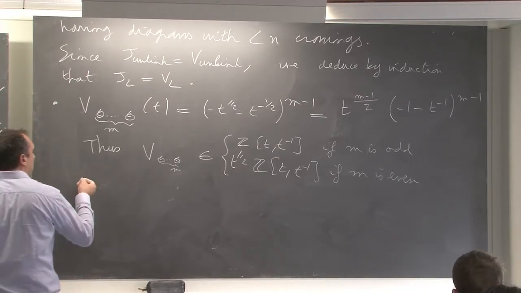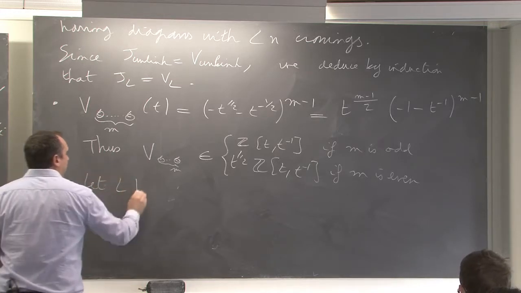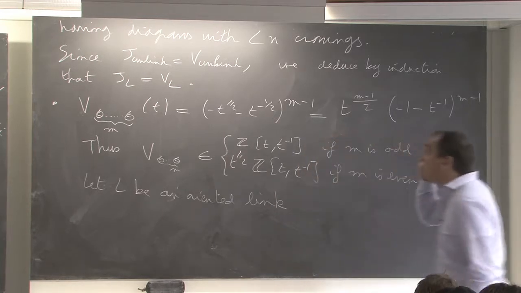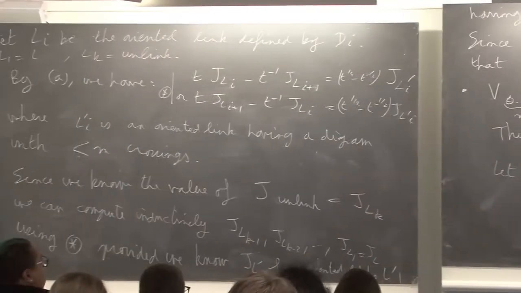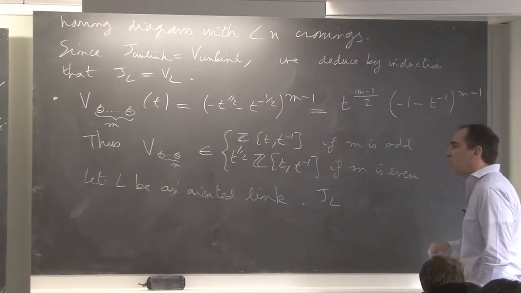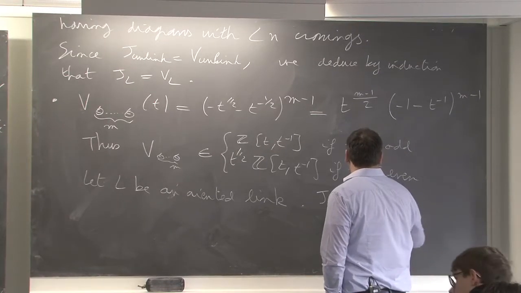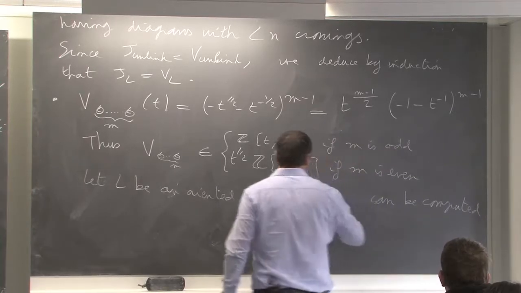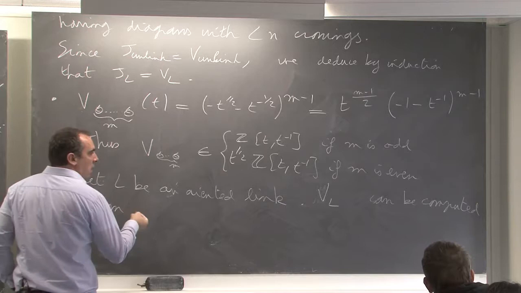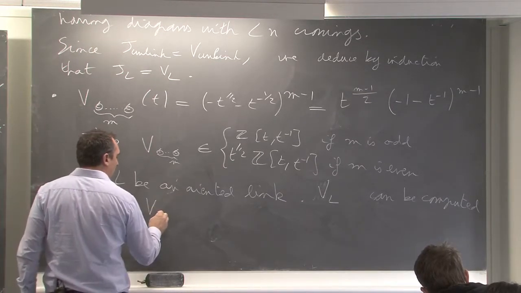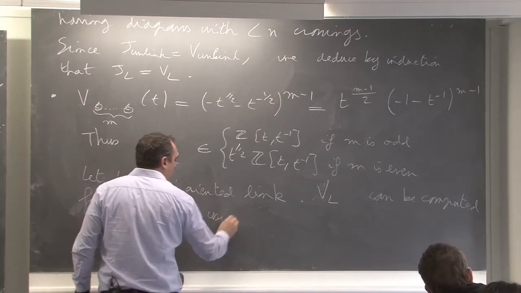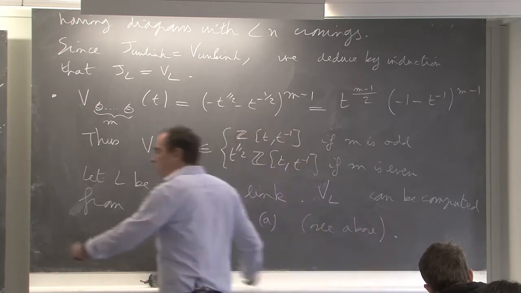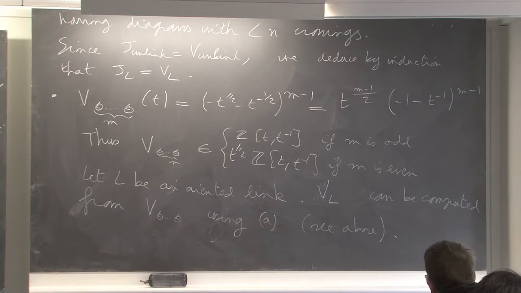Now we consider L an oriented link. So we know by the above, V_L can be computed. So this is the Jones polynomial from V of the unlink using this skein relation A. This is the computation above. We made this above. This is the same computation.